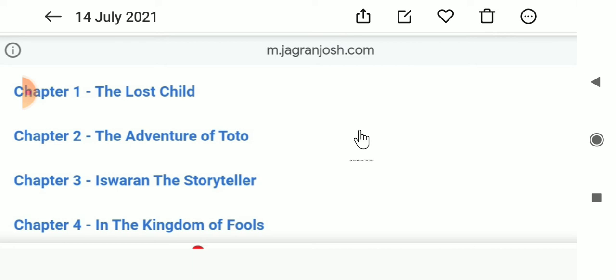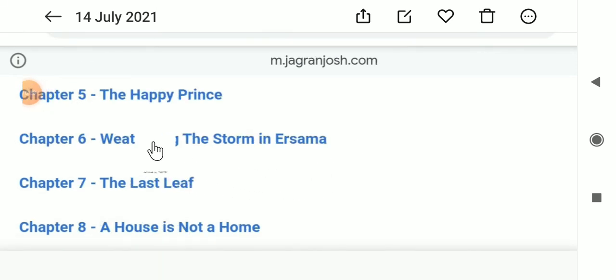Now let's go to the other contents of this supplementary reader. The Happy Prince, a very nice one. So what did you used to think when you were small? I might be a happy prince in the coming days. I want to become this, I want to do this, I want to purchase this.